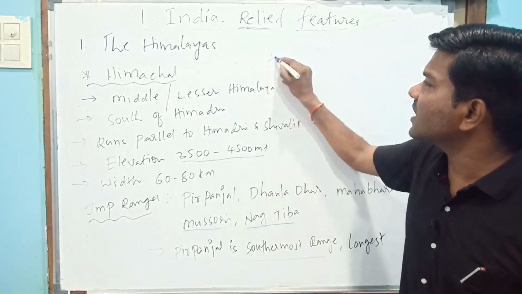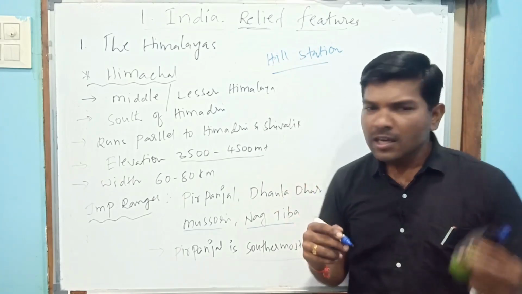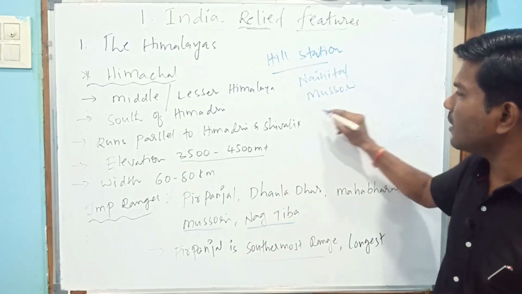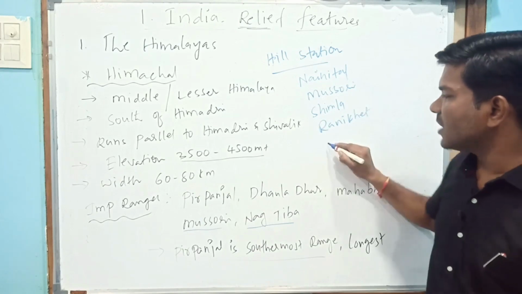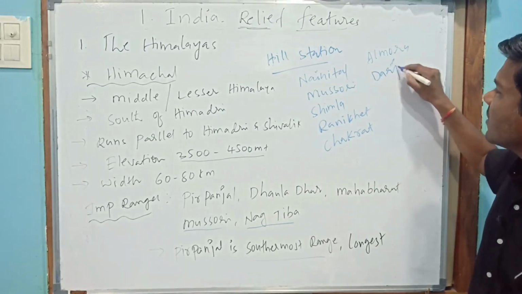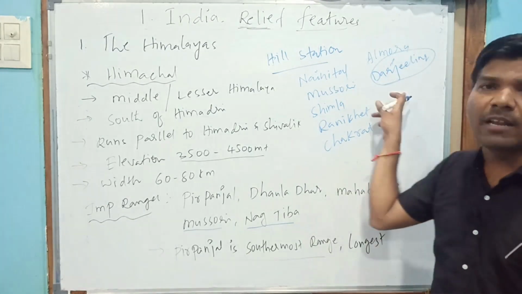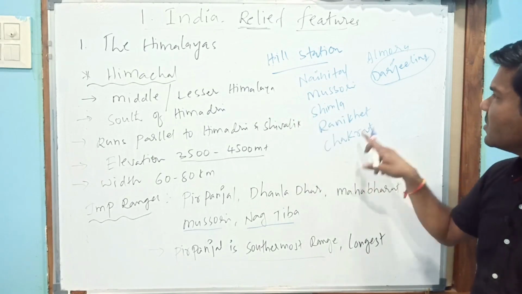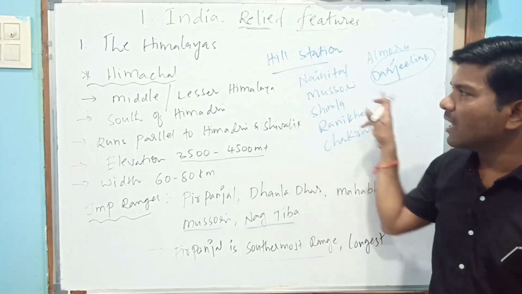Let's see, what are the hill stations? Hill stations are also called summer spots. For example, Nainital, Mussoorie, Shimla, Ranikhet, Chakrata, Almora, Darjeeling. Darjeeling is located in West Bengal. Nainital, Mussoorie, Shimla, Ranikhet, Chakrata and Almora are in the west side, and Darjeeling is completely on the east side, in West Bengal. So these are the hill stations.